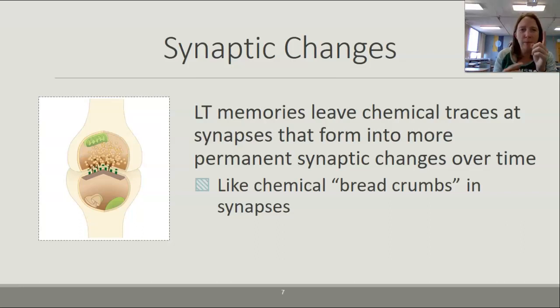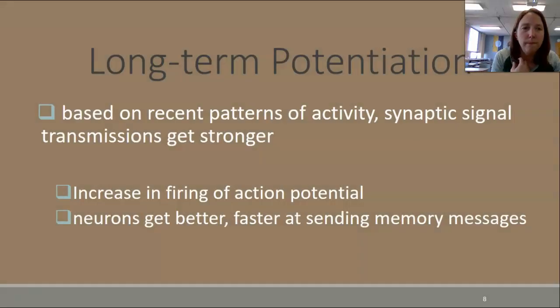The more you use that memory, the stronger that pathway becomes. If you walk through the woods where there's tall grass, and you continue to walk back and forth on that same space, it starts to get beaten down, and it's easier and easier to use that path. It's almost like you're leaving chemical breadcrumbs that can be followed between the synapses. The term long-term potentiation is a little bit more precise to what I am talking about. Here it says, based on recent patterns of activity, synaptic signal transmissions get stronger. That's a fancy way of saying the more you use it, the better or stronger it becomes.